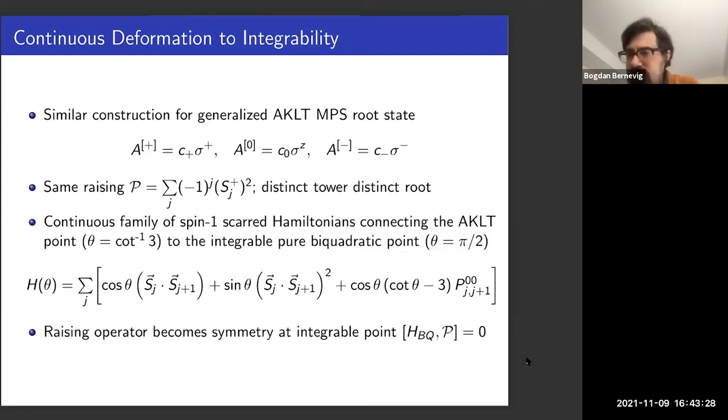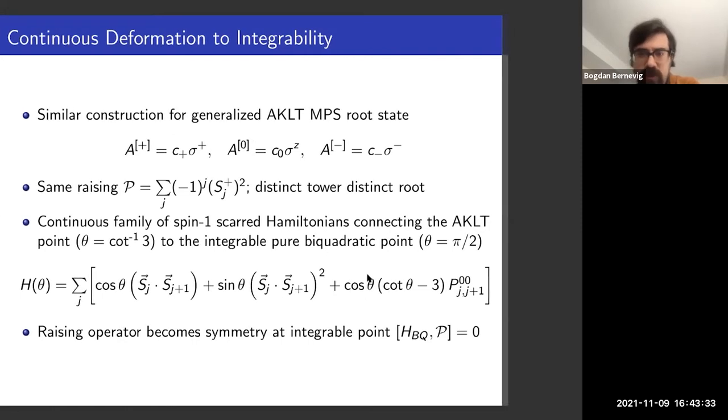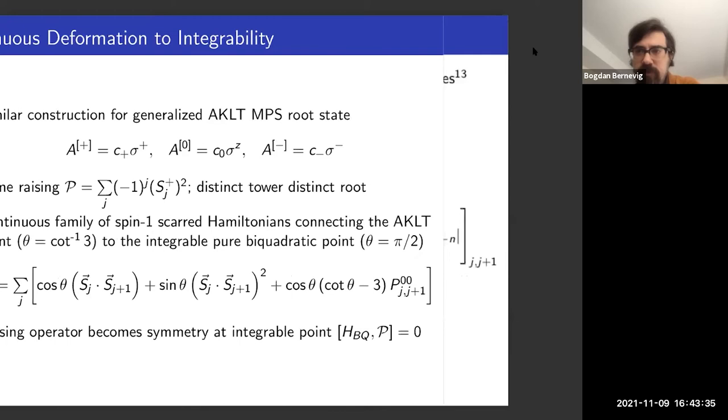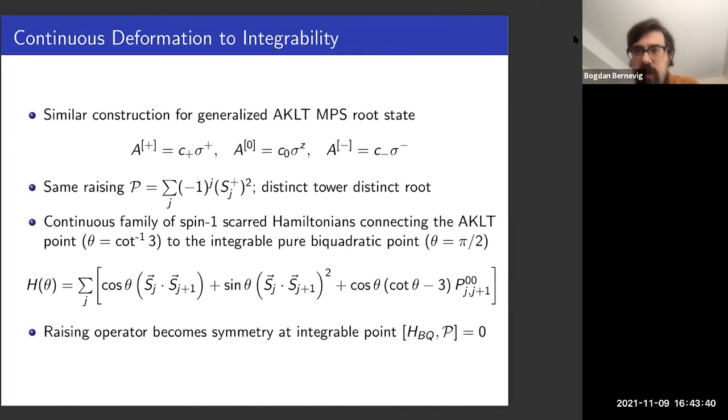So I think that this answers the two questions that were posed before. Even though the ground state changes over this interpolation, the P to the N times the ground state are still exact eigenstates, and they're eigenstates that interpolate between the ground state and the highest excited states. And as I go to the integrable point, this operator P that was used to create the states becomes a symmetry.